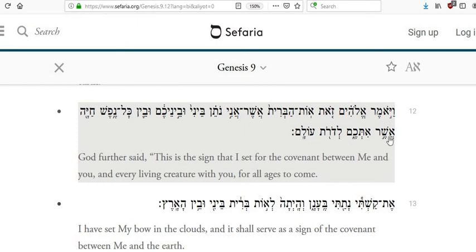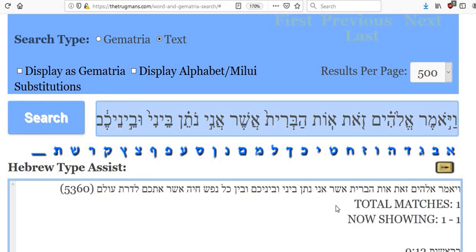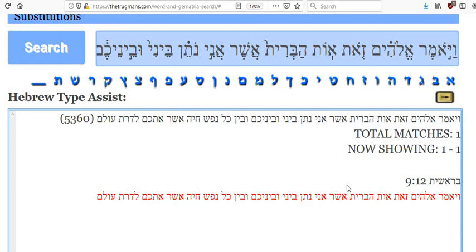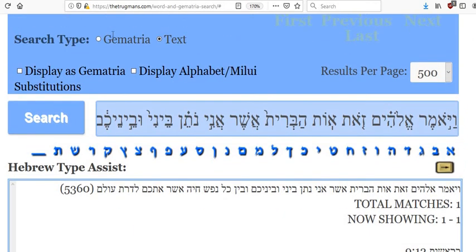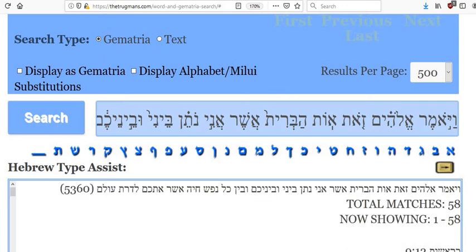So if you take this verse and punch it in, you'll see that here it is in Genesis 9:12, has the value 5,360. What's interesting about that is this value, 5,360, is found 58 times. So we're going to switch it to find that value every time in the entire Tanakh.